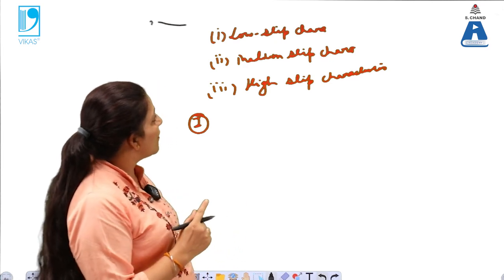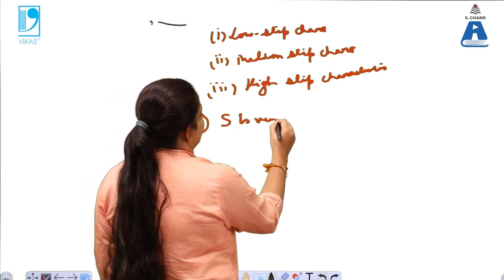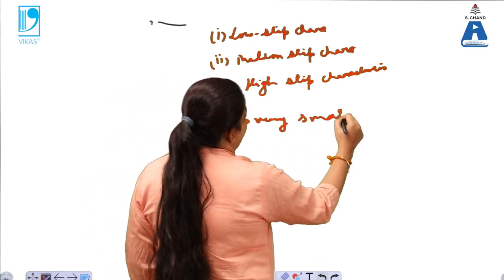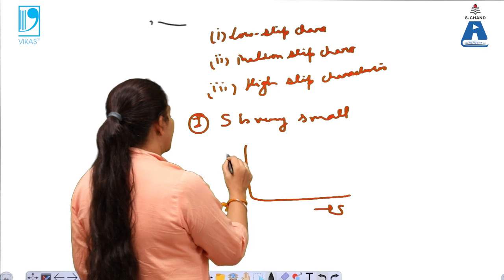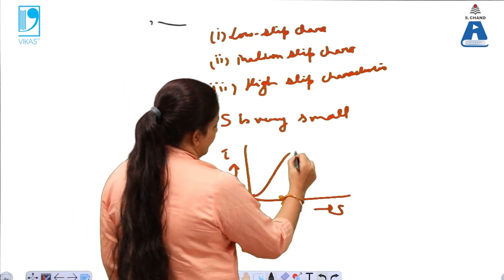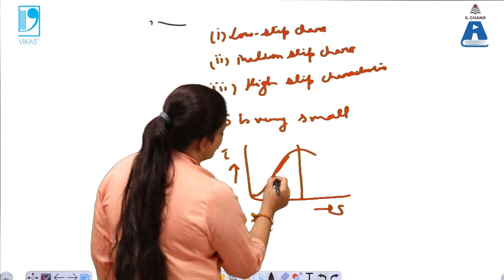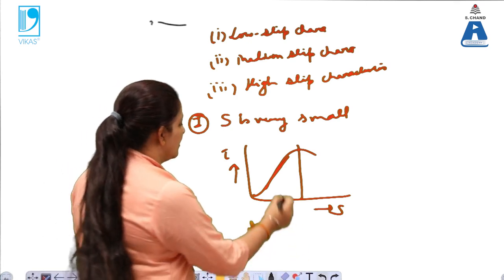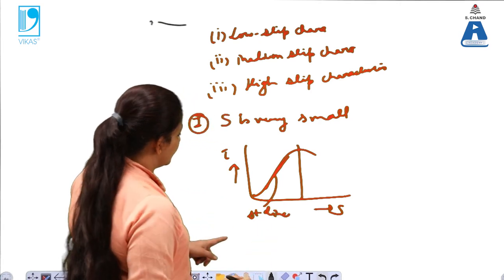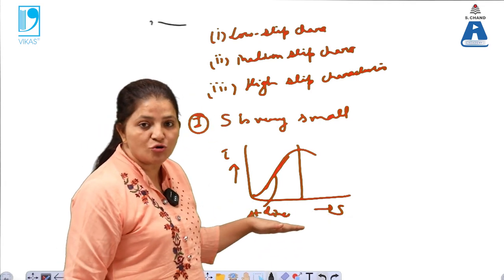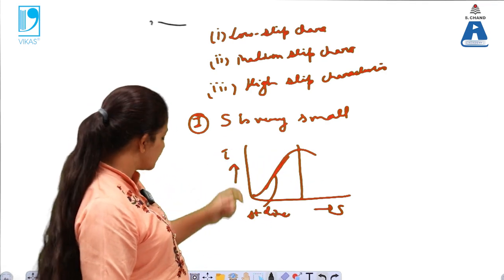So first case, when there is low slip characteristics, means S is very small. From the graph you can clearly see that this is a low value of slip and this is the torque. In this case the straight line is mostly followed. This is a straight line curve. That means as the value of S goes on increasing, the value of torque goes on increasing. So this is called low slip characteristics.